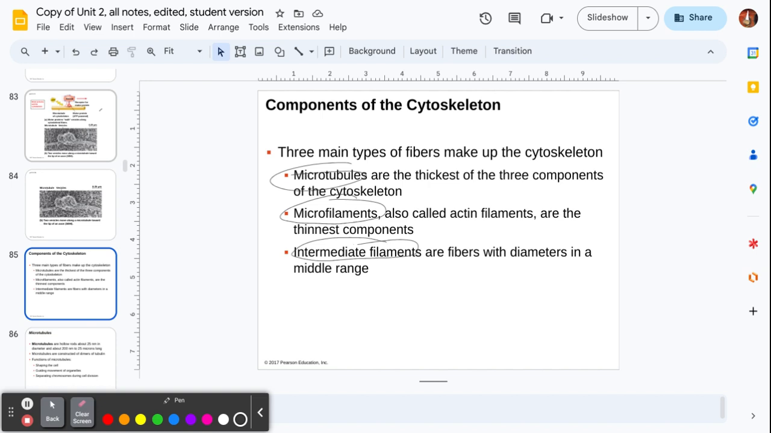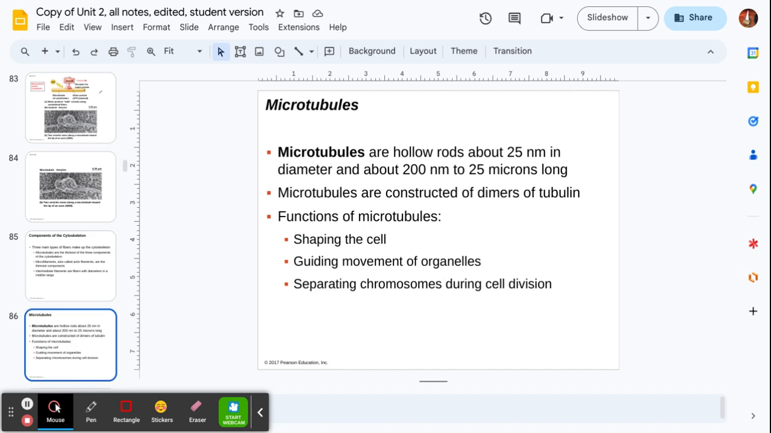It's going to talk about things like the size. It'll actually give you numbers on some of these slides, I think. Don't worry about that. You're not going to have to actually remember the actual size. If you just remember microfilaments are the smallest, microtubules the largest, and then intermediates are in between, that's all you really need to know. Oh, there it is right there.